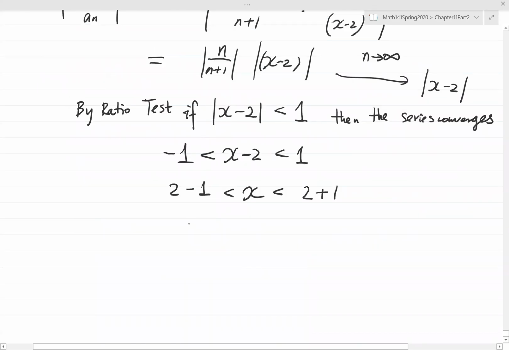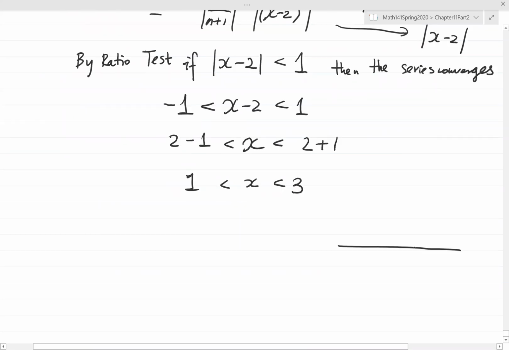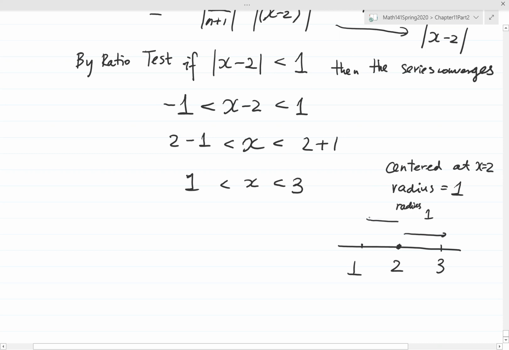So on the number line, this is 1, 2, 3. This interval is centered at 2. 2 plus 1 gives 3, and 2 minus 1 gives 1. So it is centered at x equals 2, and the radius is 1. The distance from 2 to 3 is 1, and from 1 to 2 is also 1, so the radius is 1. The radius is half the length of the interval from 1 to 3.